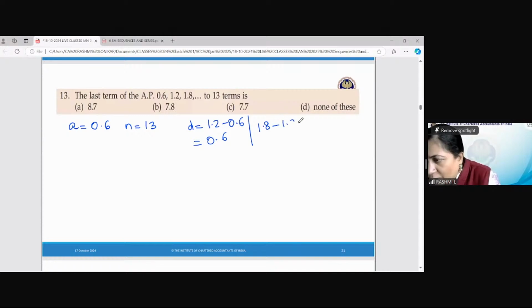1.8 minus 1.2, which is equal to 0.6. Okay. So I have A, I have N, and I have D. So Tn is equal to A plus N minus 1 into D.